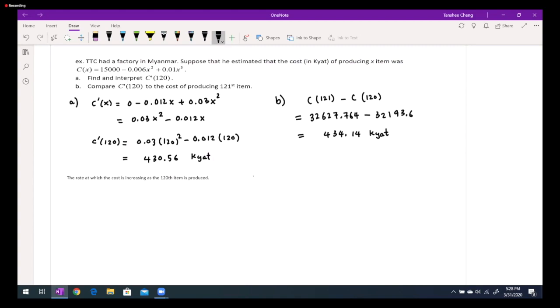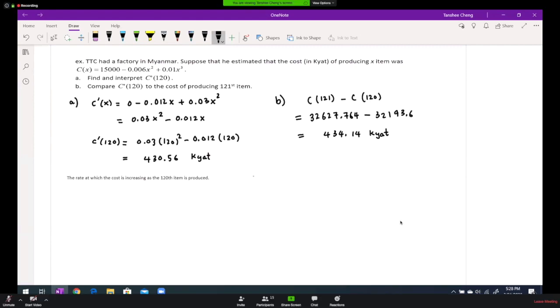So now that we have computed this, this is basically the cost of producing the 121st item, which is from the 120th item to the 121st item. How much more does it cost? So you can see that it costs what?